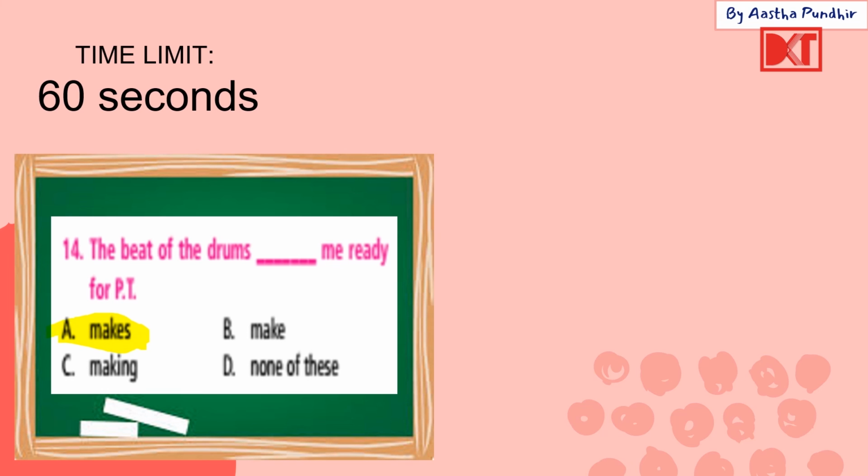First of all, we're talking about an action that happens regularly all the time, sort of a habit. Beat of the drums. Also, it is the third person neutral form. So, the beat of the drums makes me ready. Here, make is the base form. Then making is the verb plus ing form.